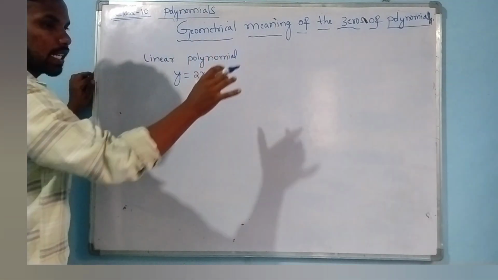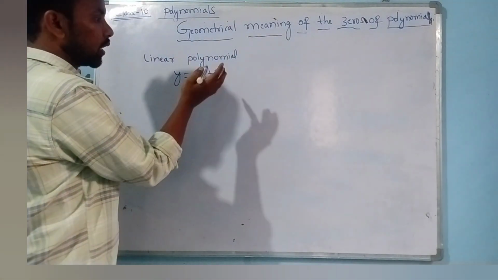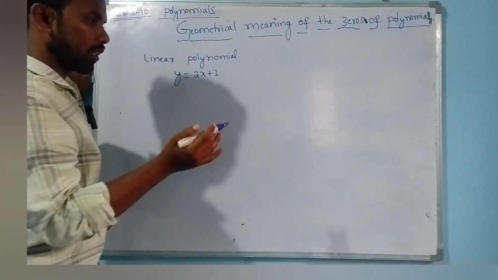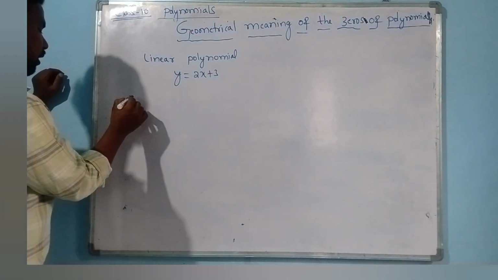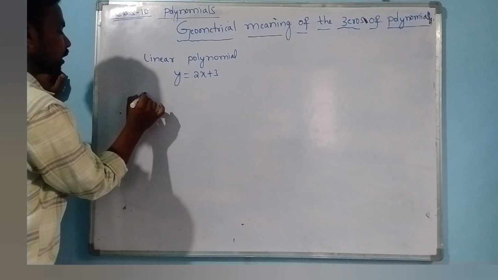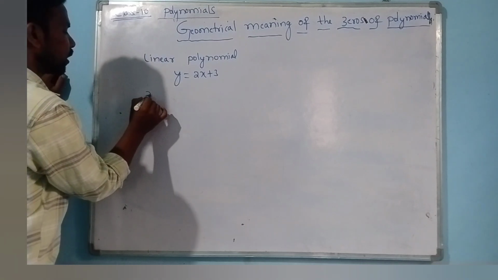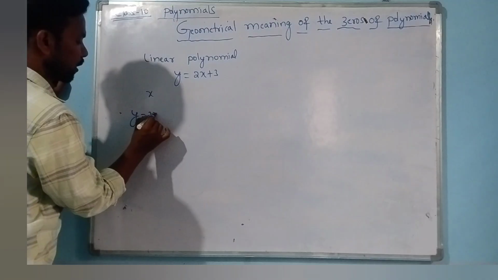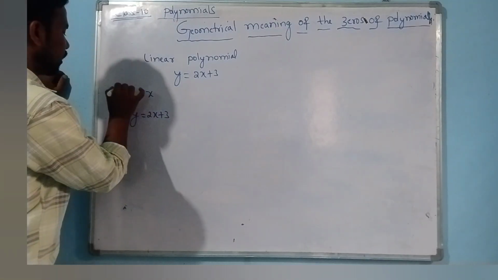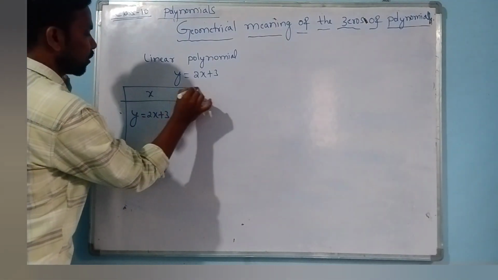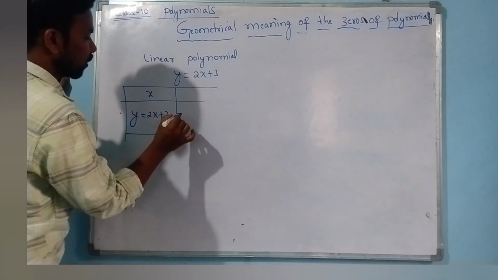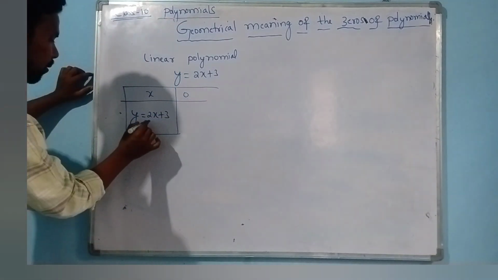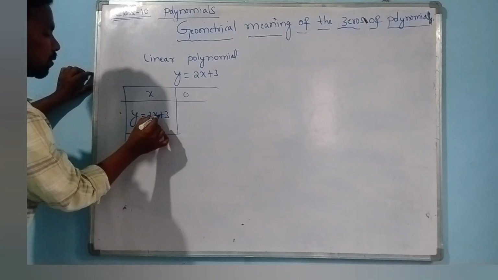First you have to construct a table. How to construct a table? We already studied it in 9th standard, but one more time I will explain. Let us take x values. Here y is equal to 2x plus 3. Let us take 3 values. When x is equal to 0, y is equal to 2 into 0, 0, plus 3.